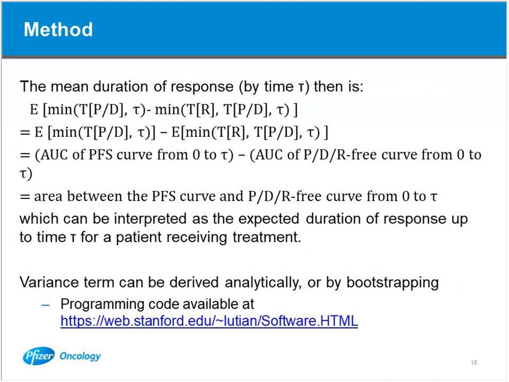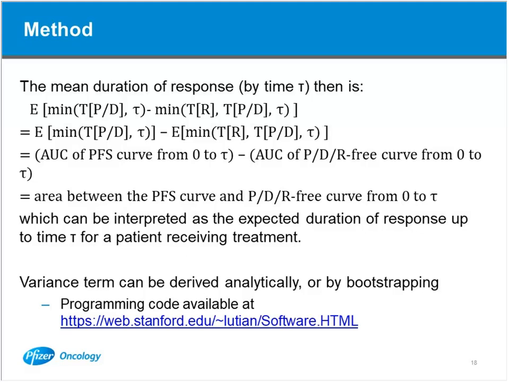The mean duration of response can then be defined as the expectation of the minimum of time to progression or death, minus the minimum of time to progression, death, and response, with a truncation point tau. It is equal to the area under the curve of PFS minus the area under the curve for progression, death, response event-free within the window of 0 to tau. And it is equal to the area between the PFS curve and the progression, death, response-free curve within the time window. This can be interpreted as the expected duration of response up to a truncation point for a patient receiving the study treatment.